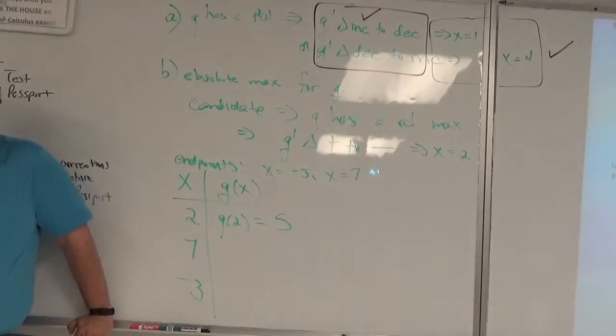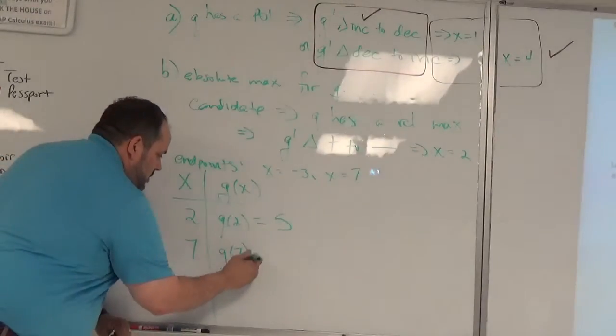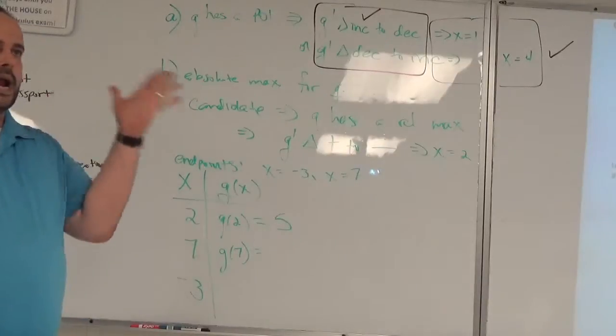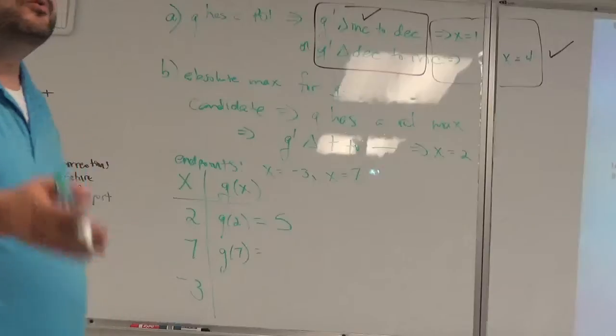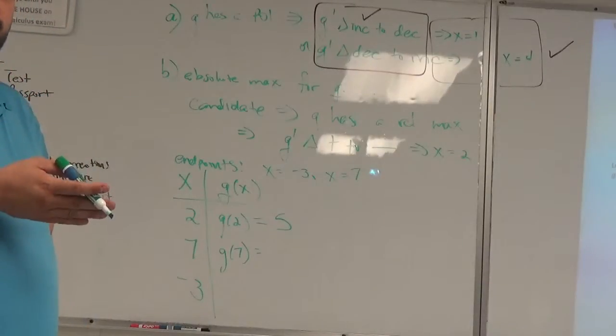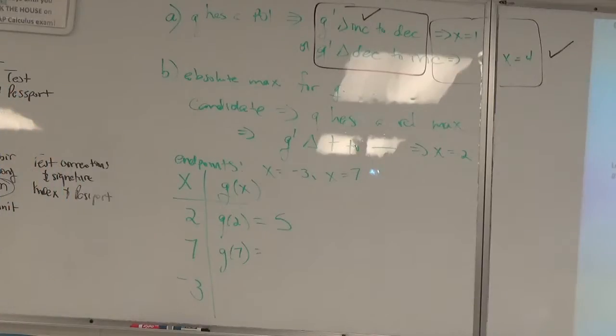Okay, now the not-so-easy question. I want you to think about this before you say anything. g of 7. Where is g of 7 going to come from? You don't have a graph of g. You have an initial condition, and they gave it to you for a reason.